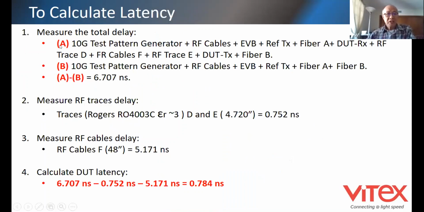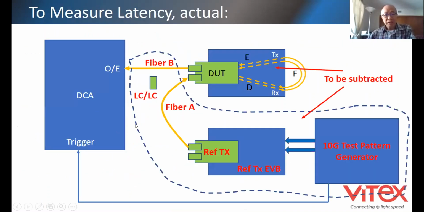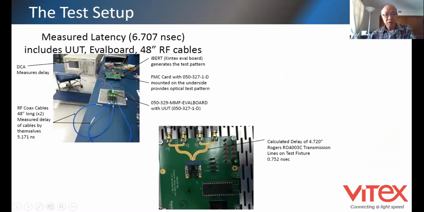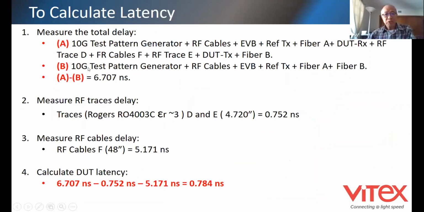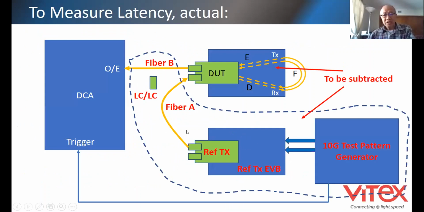Okay, so here's the calculation. Now, as I mentioned, path A is everything all the way, including the DUT here. You measure one time. Second time, you measure the one without the DUT. And here, again, I go back to show you. The second one, you measure here. You mate these two cables with this adapter and measure again, okay?